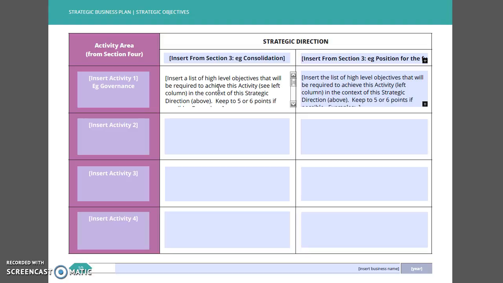So what would you need to do to consolidate, do better in the area of governance? What would you need to do to position for the future in the area of governance? Some big higher level objectives. And then you do the same for the other pillars. So events, in my case, partnerships, products and services, and you fill in the squares with your strategic objectives.